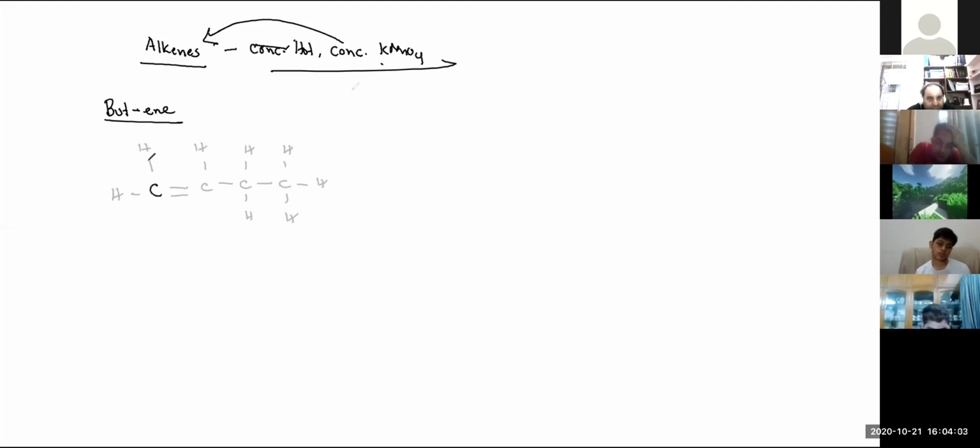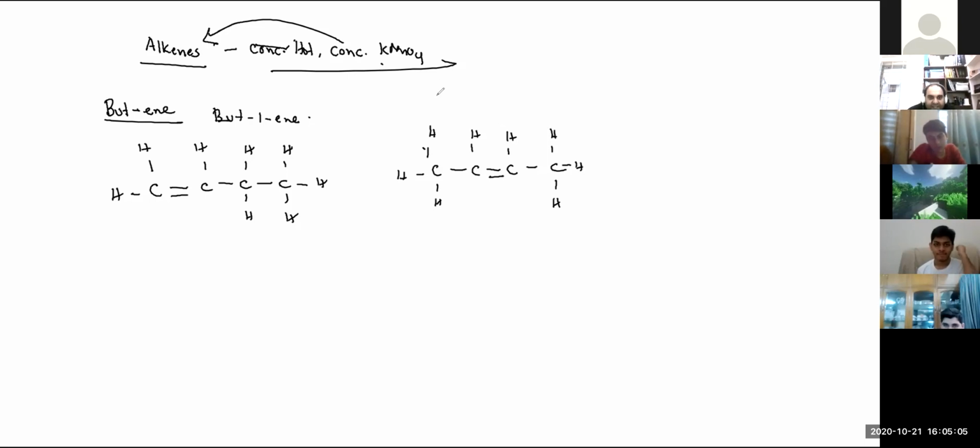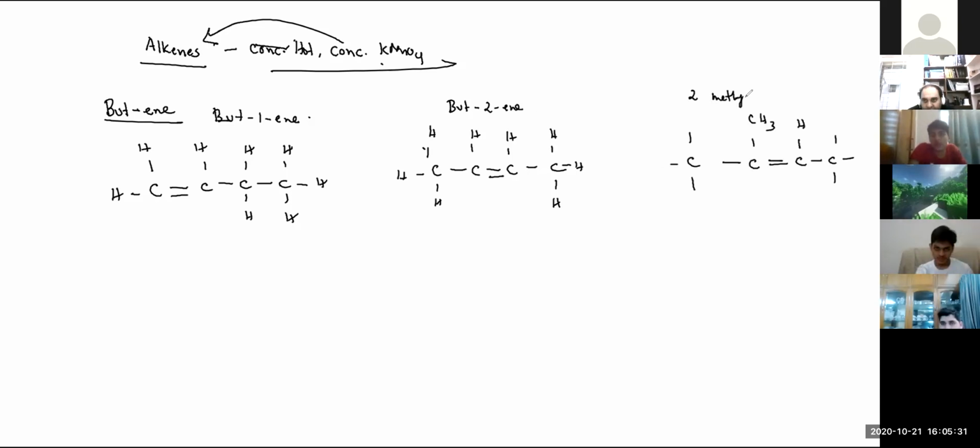So let's draw this first. So this is but-1-ene. What is this? But-2-ene, 2-methylbut-2-ene.